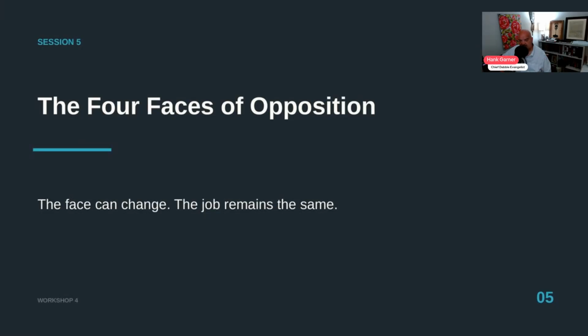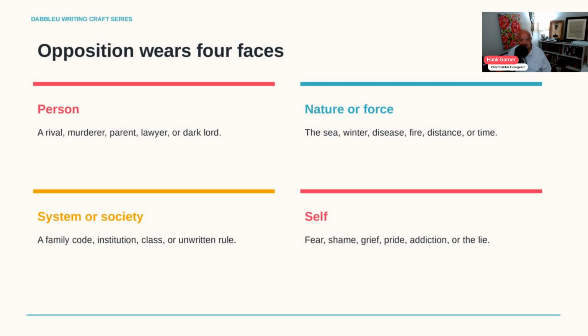Welcome back to session number 5, the 4 faces of opposition. When writers hear antagonist, most of us picture a person. That person may be a murderer, a rival, an opposing lawyer, a disapproving mother, or a dark lord standing on a tower while lightning does something theatrical in the background. A person is one face of opposition, but there are 4.